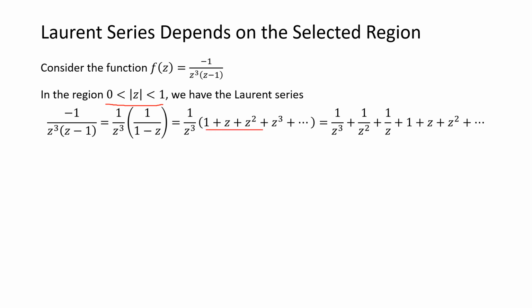We make note that this series here converges when the modulus of z is less than 1, and it converges to this expression here. And then we just multiply the 1 over z times the series, and we get our Laurent series for the function in this punctured disk.